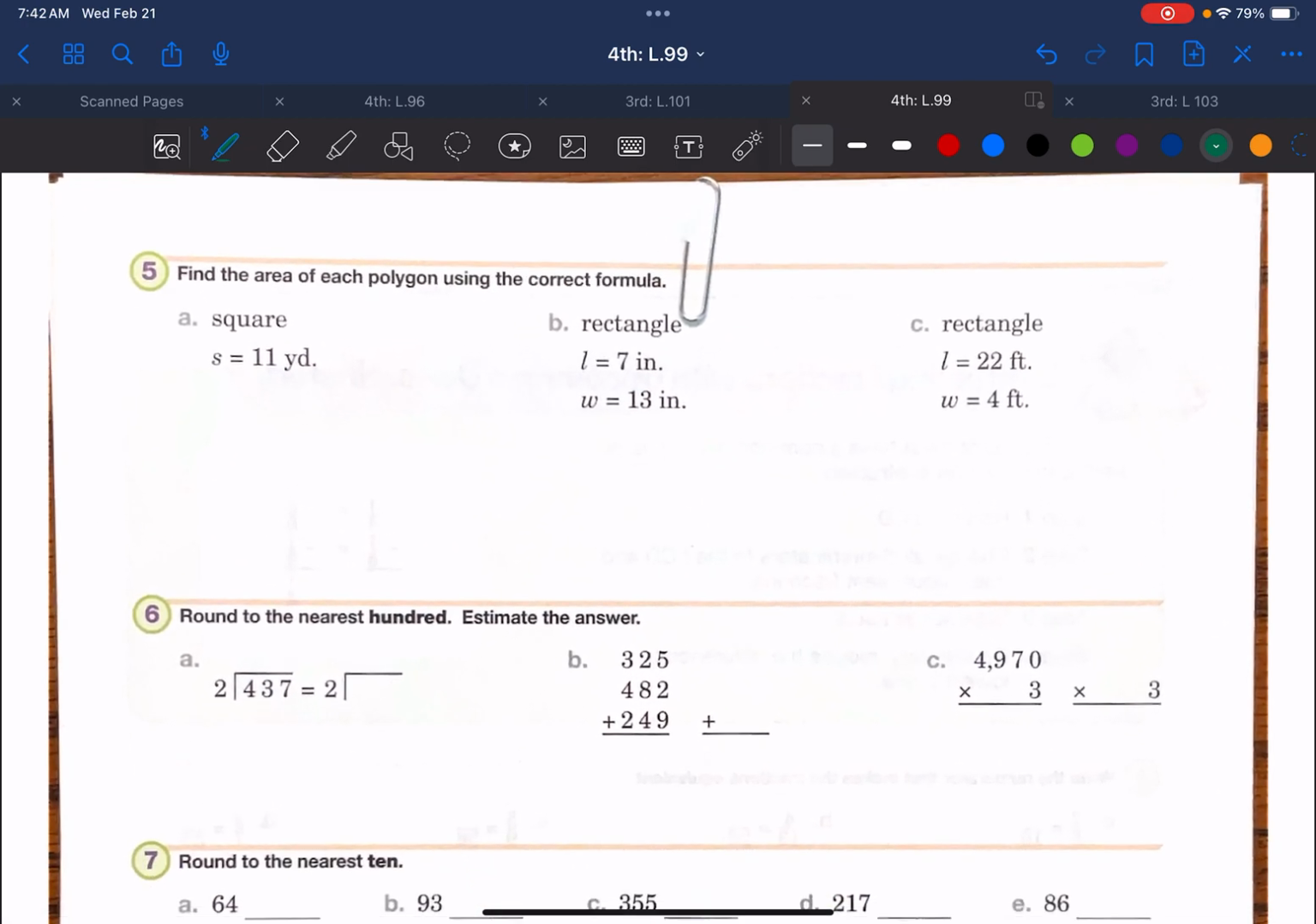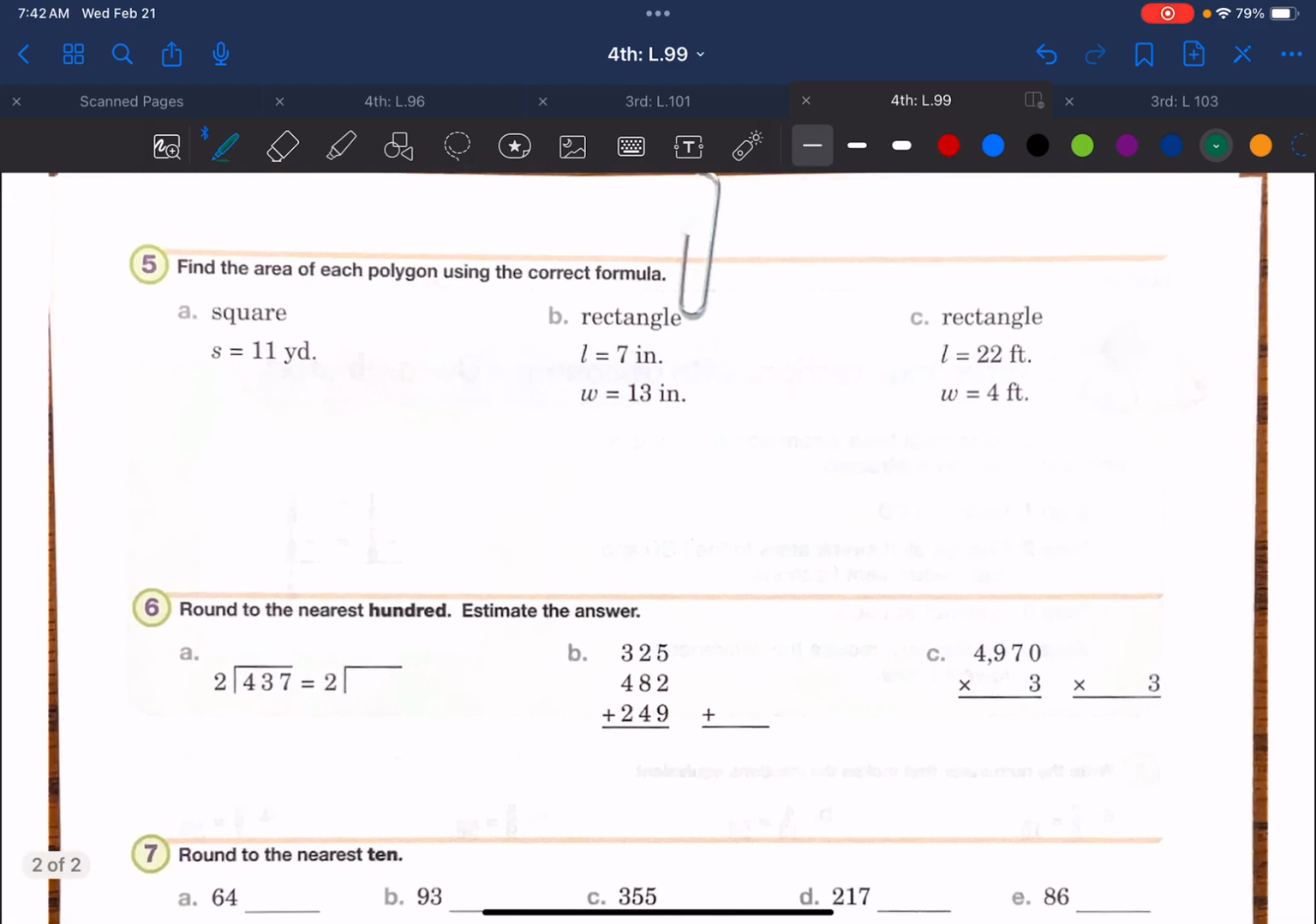All right, the next part, you have area. Find the area using the correct formula. So remember, if I have area, I have a square or a rectangle. I can have both. And for the first one, it just says 11, which means I have 11 pieces. 1, 2, 3, 4, 5, 6, 7, 8, 9, 10, 11 by 11. 1, 2, 3, 4, 5, 6, 7, 8, 9, 10, 11.